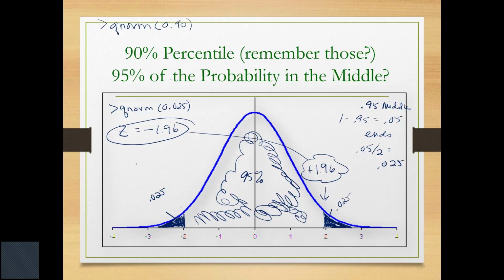Now, what about the 90th percentile? Because that's basically everything up to that point. That's going to give us something like a z of 1.28. And that one means everything from there down is 90%, and 1.28 means there's 10% up here in the upper tail.